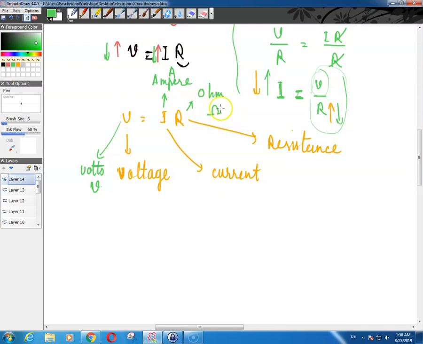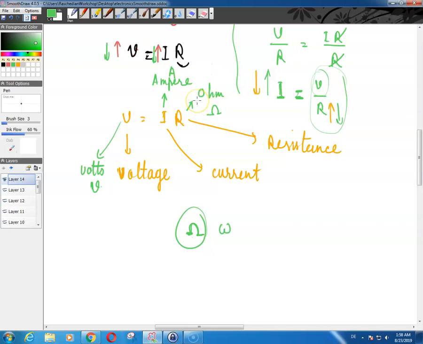I think this is uppercase omega, because omega can be written this way and this way, one of them is uppercase and one of them is lowercase. I don't exactly know, but this is basically the Greek letter omega. You can look that up if you really want to know whether that is uppercase or lowercase omega.